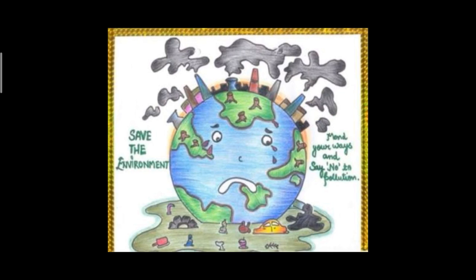Look at the second poster. Here the earth is sad because of pollution. The main reason for pollution is human beings. Human beings are cutting the trees and the amount of pollution will increase. Not only that, they are polluting the water, polluting the air. So living organisms need to struggle here. So earth is also sad.